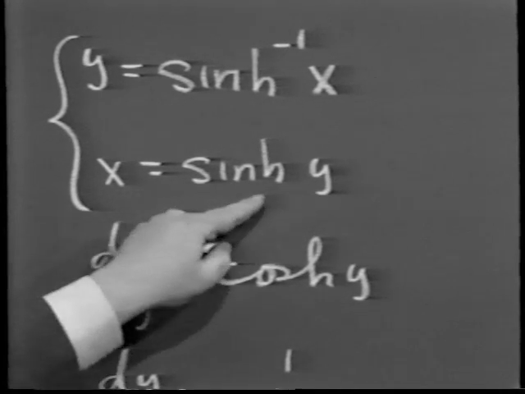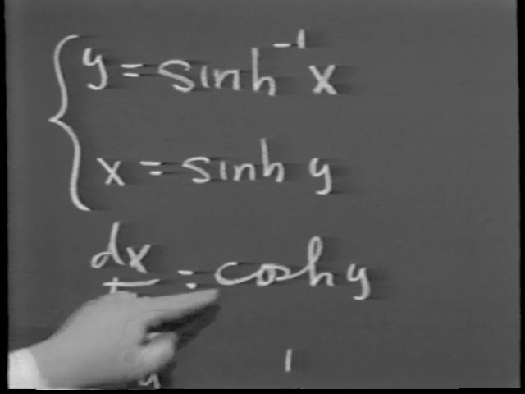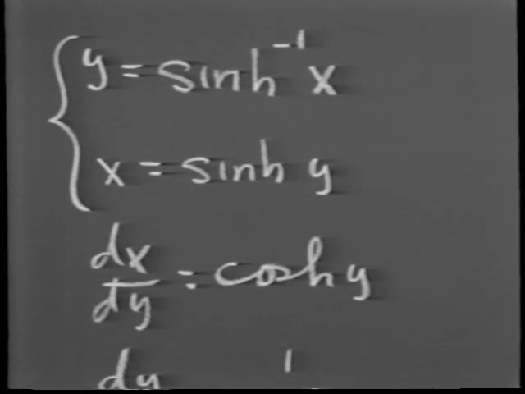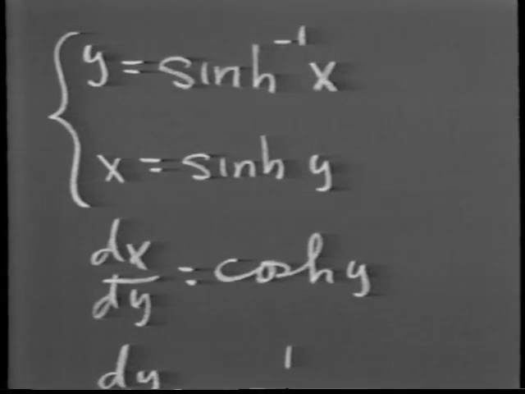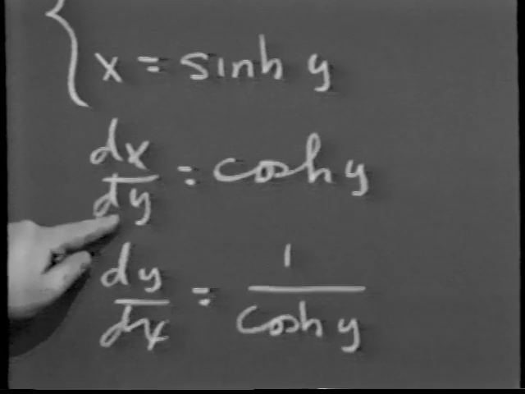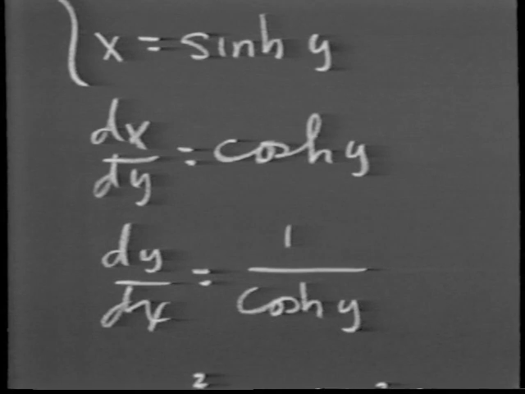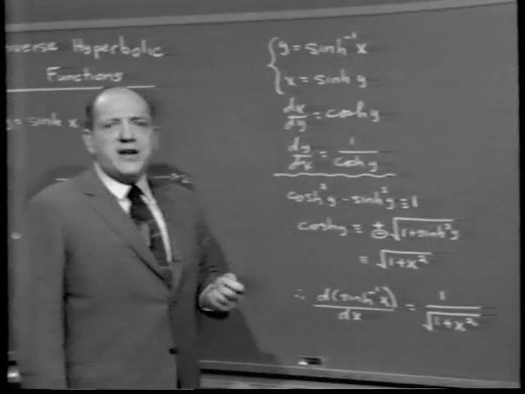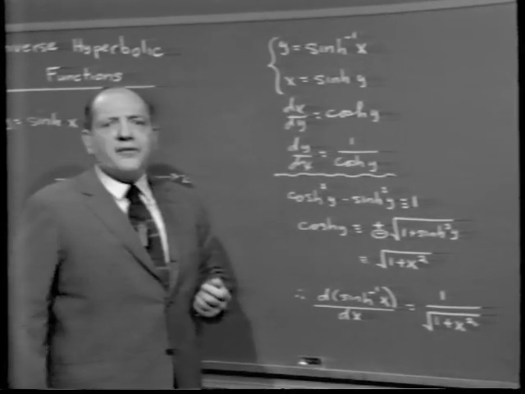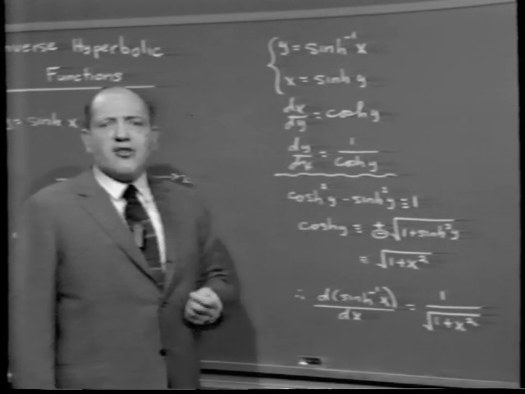And if x equals sinh y, we already know that the derivative of x with respect to y is cosh y. And since the derivative of y with respect to x is the reciprocal of the derivative of x with respect to y, we can conclude from this that dy dx is 1 over cosh y. And in a certain manner of speaking, we're all finished now. We have found that the derivative of inverse sinh x is 1 over cosh y.